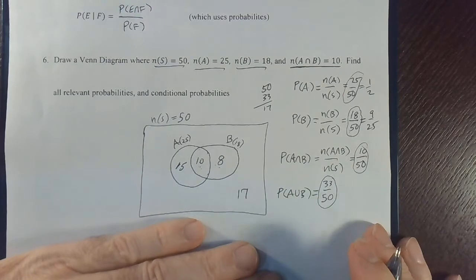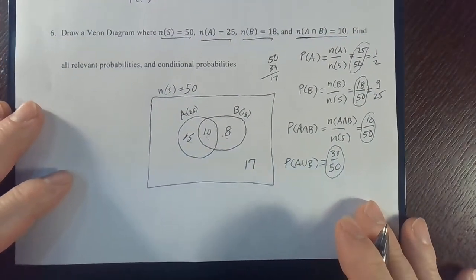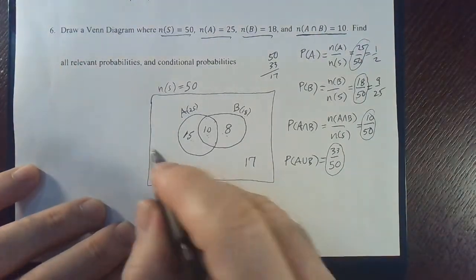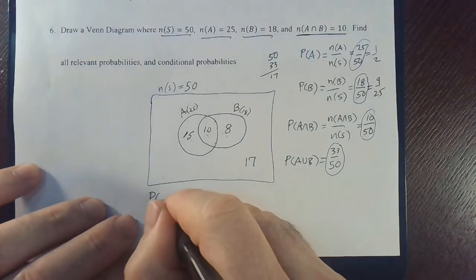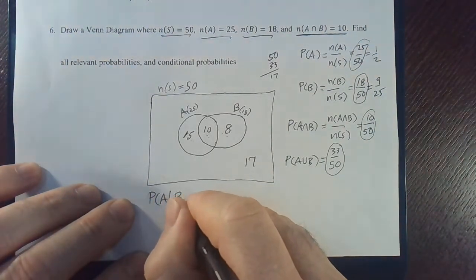All right, since we're doing conditional probabilities, let's do some more examples here. What is the probability of A given B?